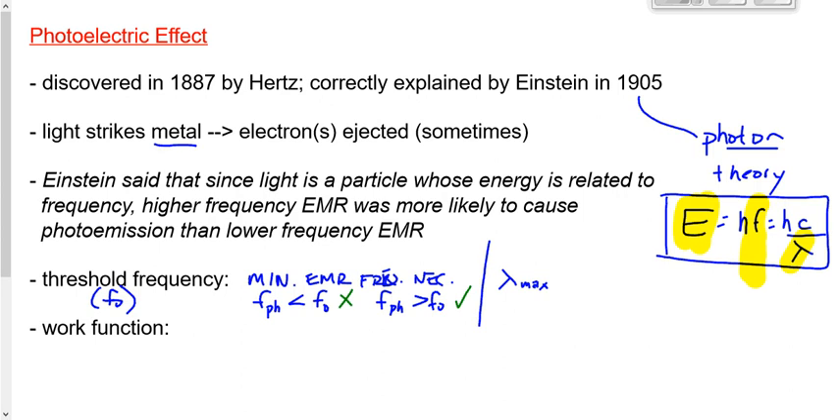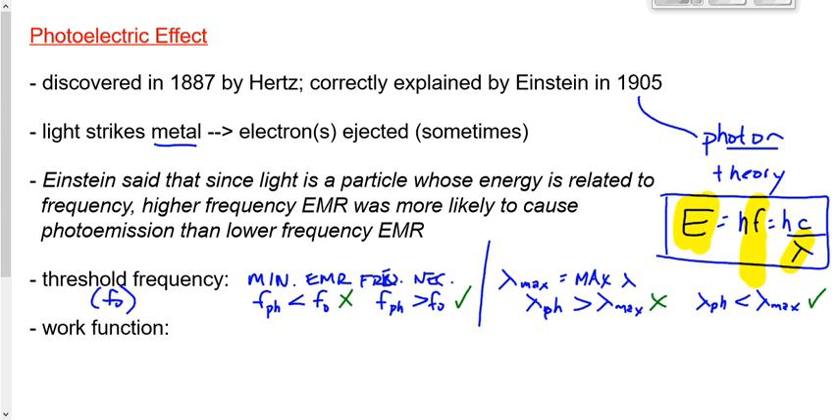If you can imagine, frequency and wavelength are inversely related to each other. If you have a minimum frequency, you've got to be above a certain frequency, well, then you better be below a certain wavelength. So lambda max is the maximum wavelength necessary to eject an electron, which means that if your photon wavelength, I should say, is above the maximum wavelength, then no electrons will be ejected. But if your photon wavelength is below the maximum wavelength, then electron or electrons will be ejected.